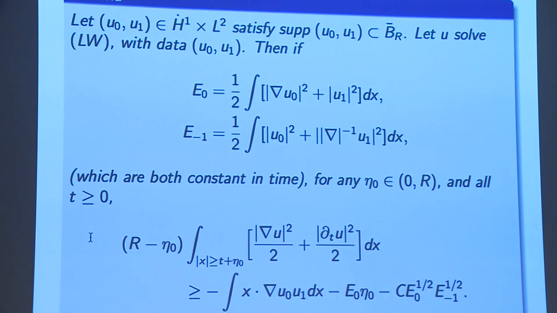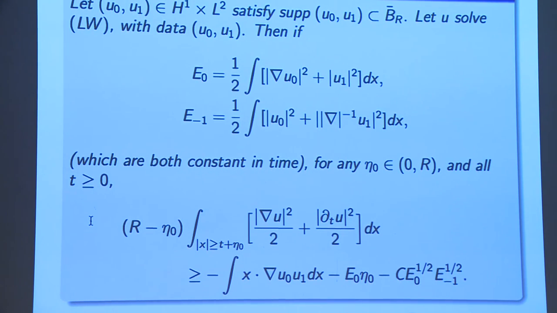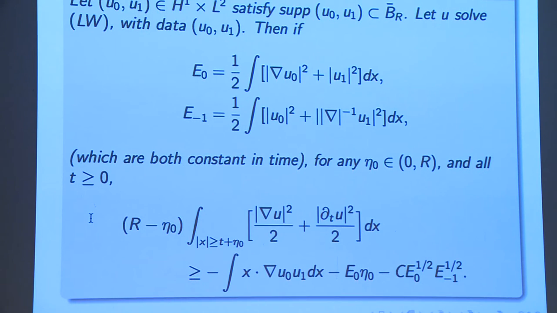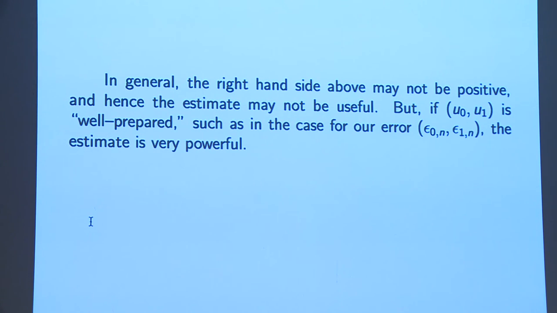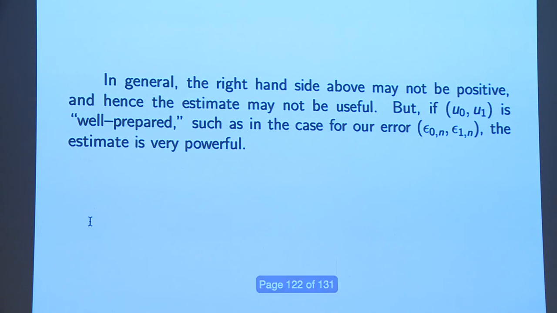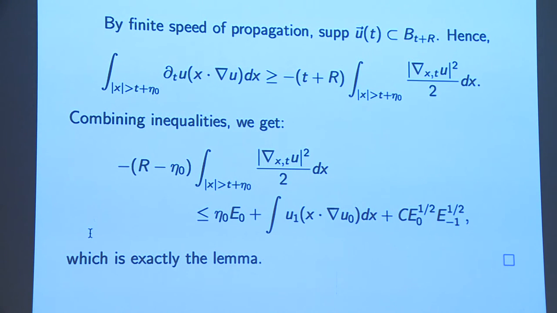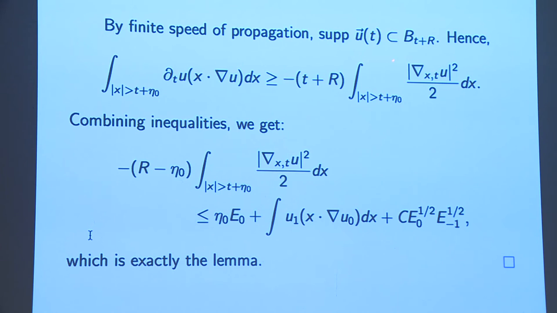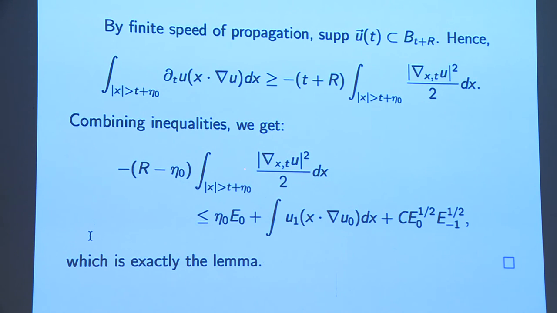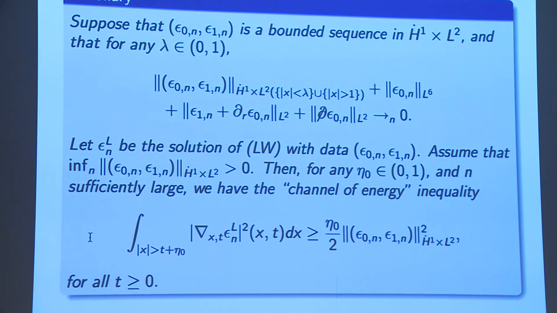So the important thing now is this statement. And what will be really important for us will be the corollary. It depends on how you split. We use the support to get the t plus R, and then we force the eta naught this way. So the important thing is this corollary.